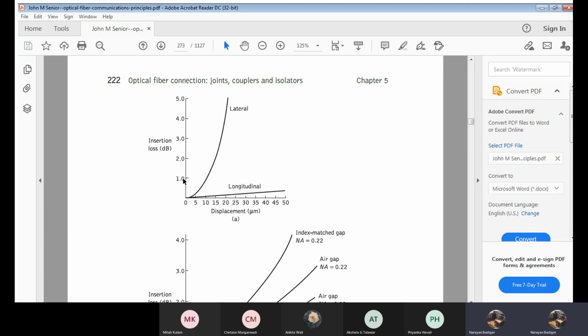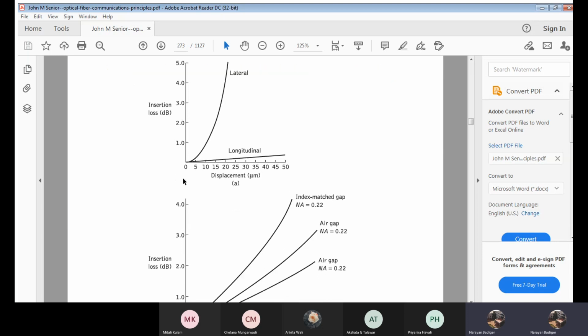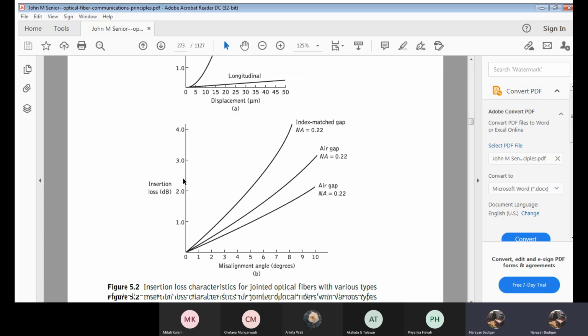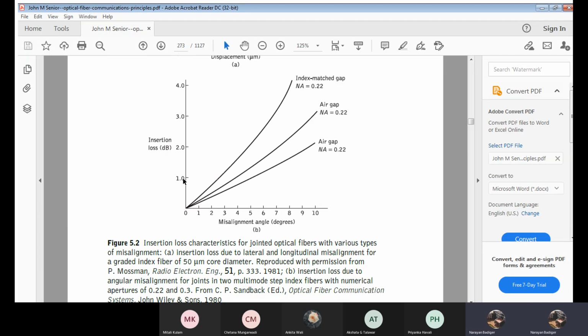Laterally, if we consider, yes, there is a misalignment, so the loss tries to increase. Till some distance it tries to increase, and later it remains almost constant. These are the two different types of analysis of losses with respect to displacement. And with respect to angles, see here. Whatever angular misalignment we studied will be completely dependent upon the numerical aperture.